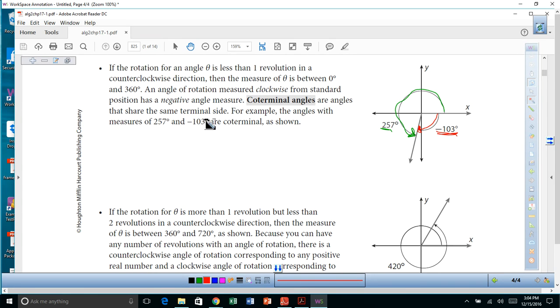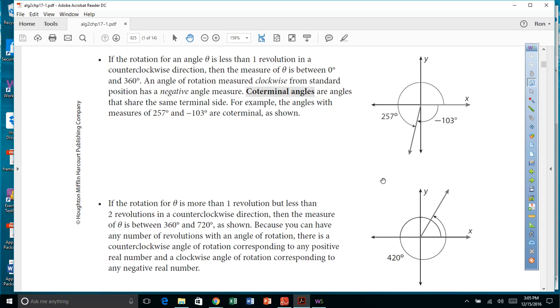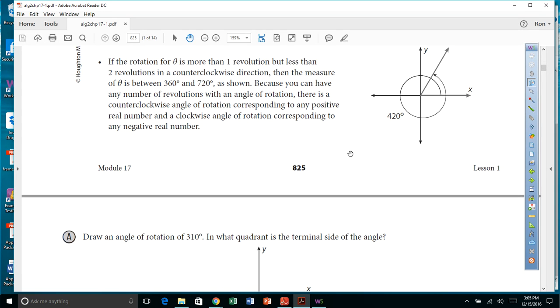Coterminal angles are angles that share the same terminal side. Remember we said a minute ago that this here was the terminal side of the angle? That was the terminal side. Coterminal angles are angles that share the same terminal side. So these two angles are coterminal. If the rotation for theta is more than one revolution but less than two revolutions in a counterclockwise direction, then the measure of theta is between 360 degrees and 720 degrees as shown.